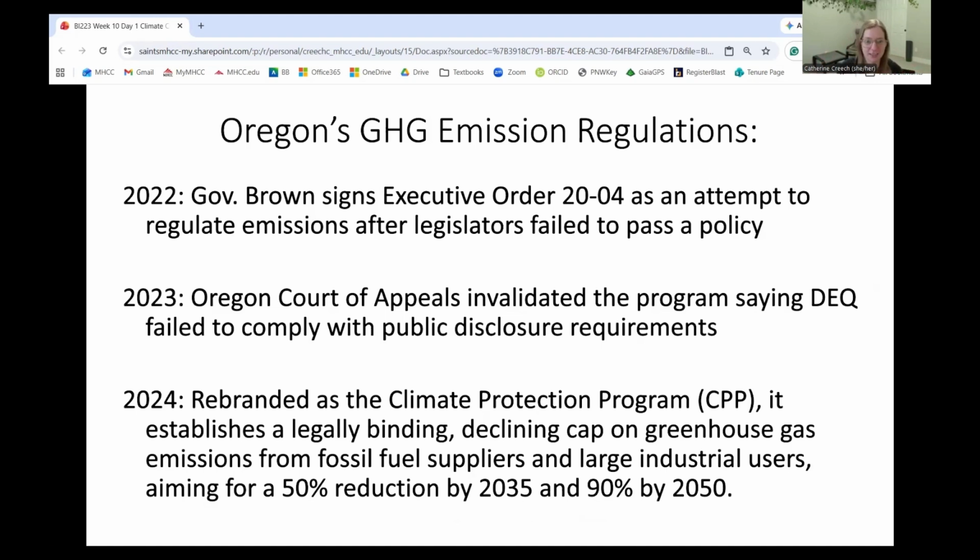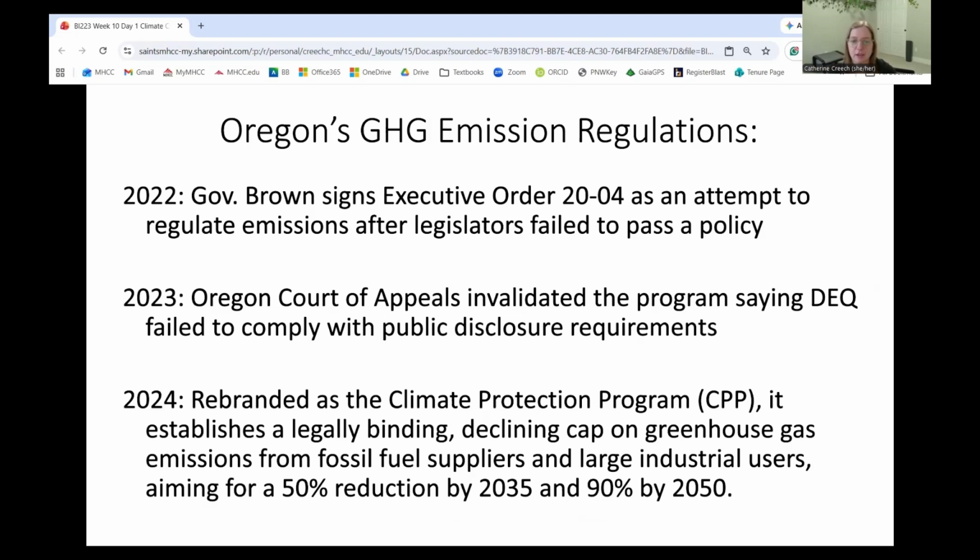And then next year, it was invalidated because the court said that the DEQ, the Department of Environmental Quality, I believe, was failing to comply with public discourse requirements. So after it was invalidated, it sat for another year. Then it was rebranded in 2024 as the Climate Protection Program, the CPP, and it established new legally binding requirements, including a declining cap on greenhouse gases and regulations for fossil fuel suppliers and large industrial users.